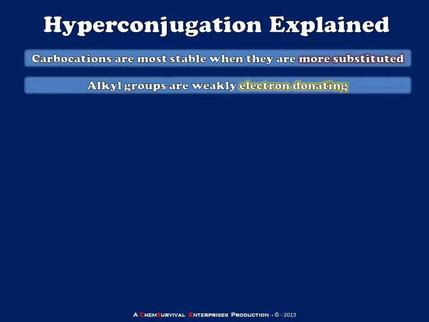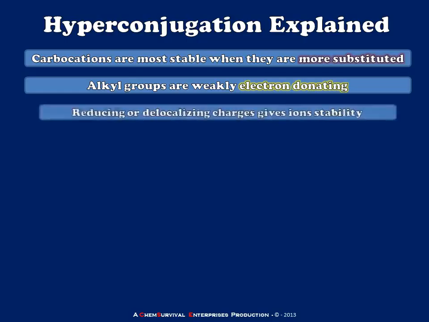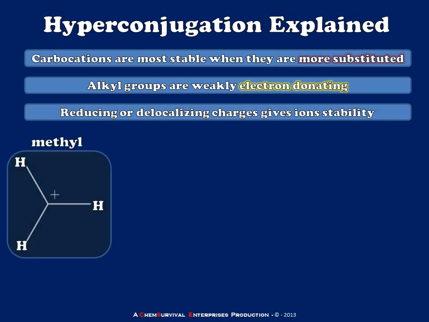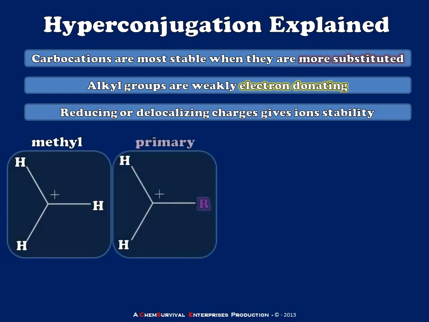And we also know that alkyl groups are weakly electron donating, and that's the mechanism by which they stabilize carbocations, because reducing or delocalizing charges in small organics gives those ions greater stability. So we expect methyl carbocations to be very rare because they're so unstable. Primary is not much better.